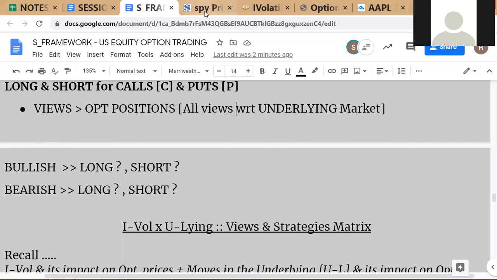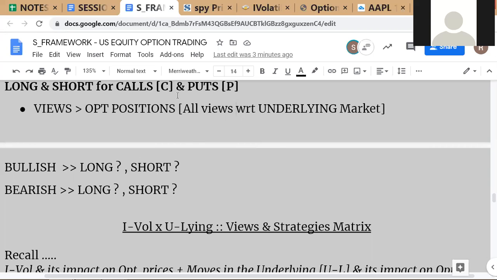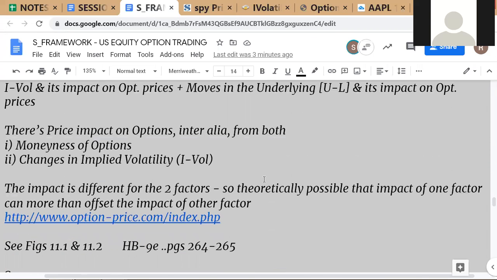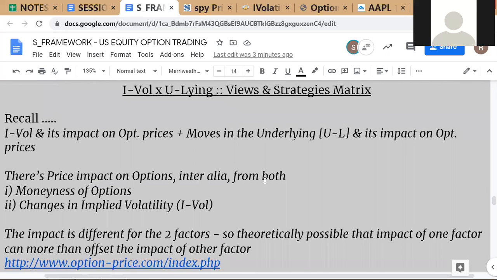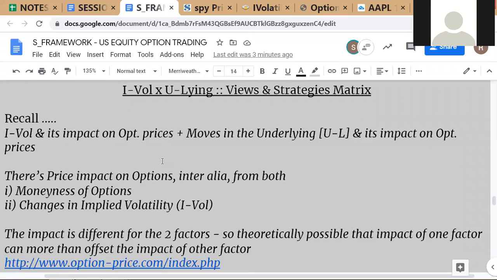So what we are saying is that we have four types of option positions, and so the question is, how do you decide whether you're going to be long calls or short puts? How do you take that decision? So this is where we come to the decision framework. Now remember, you always go back to this framework, which I've repeated on many occasions in the course of our discussion.